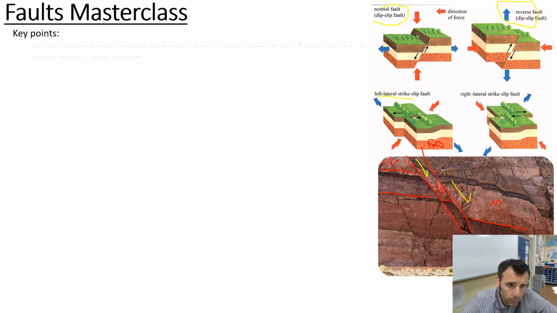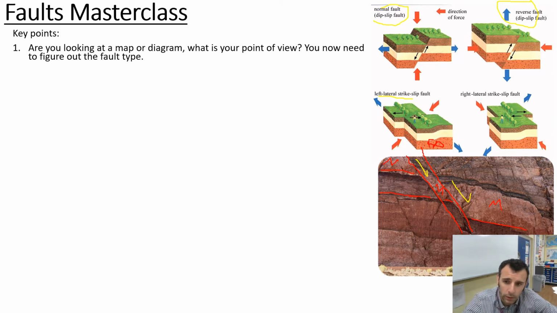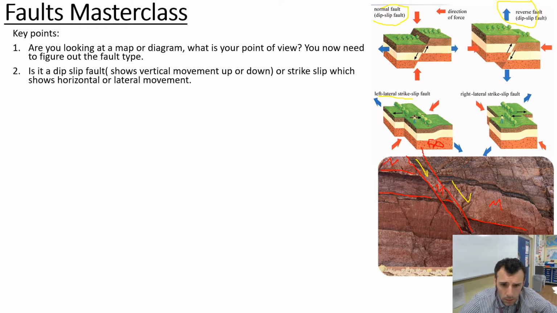So key thing first off is, are you looking at a map or are you looking at a diagram? And you can clearly see on the bottom photograph it's like a diagram point of view, and these diagrams above are showing the movement as well. So the first thing is, is there vertical displacement? Okay, so a dip slip fault basically means that the fault plane is going to be at a relatively steep angle, and that is going to be absolutely key to working out what type of fault it is.